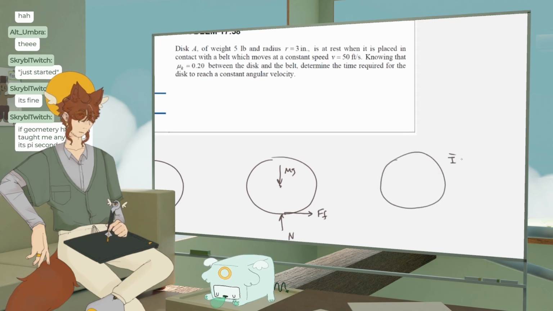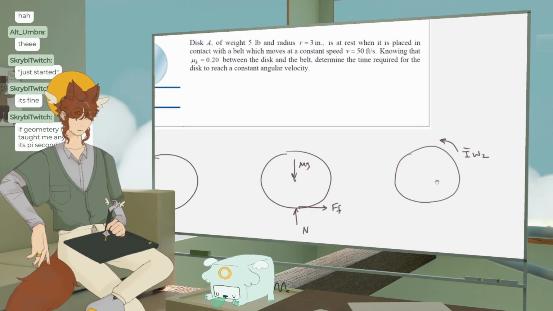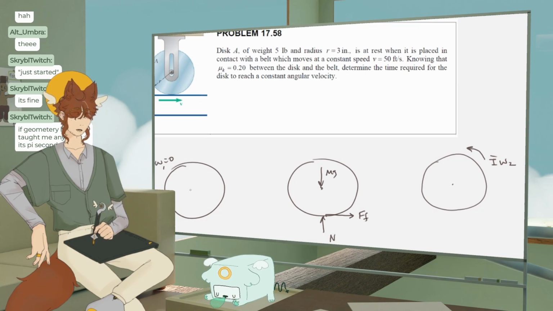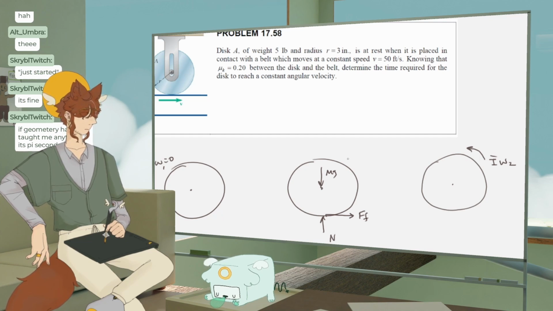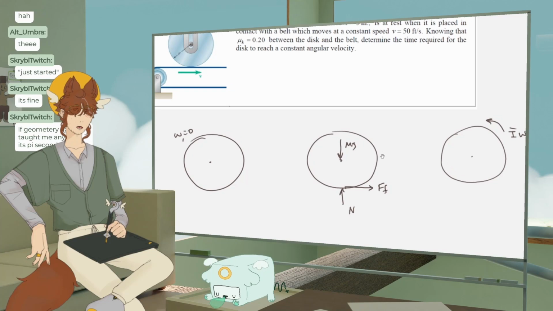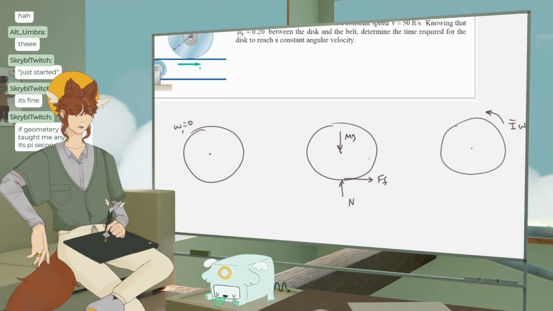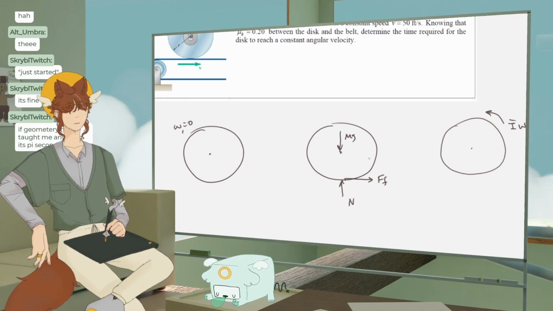I bar alpha. Nope, I bar omega 2 is going this way. And then I guess we also still don't have any MV. But see, this is sort of unfortunate because if geometry has taught me anything, it's pi seconds. Oh, I wish. Okay, so constant angular velocity means that we don't have any alpha. Does that help us at all? Nope, because it's impulse and momentum.